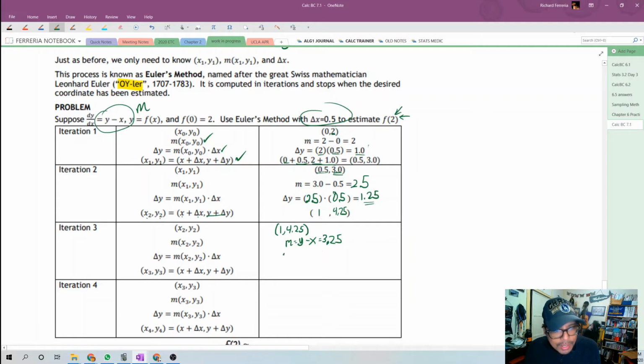Next, we find delta y. Delta y is the slope, 3.25, multiplied by delta x, which is 0.5. And if you multiply that, let's see what we get. We get 1.625.